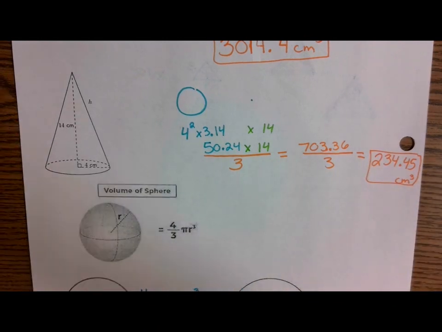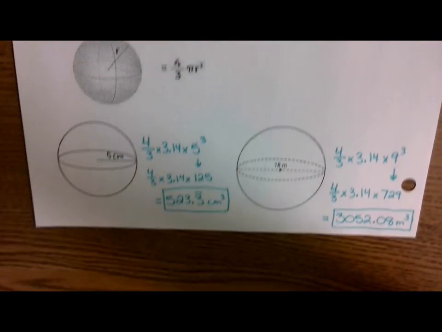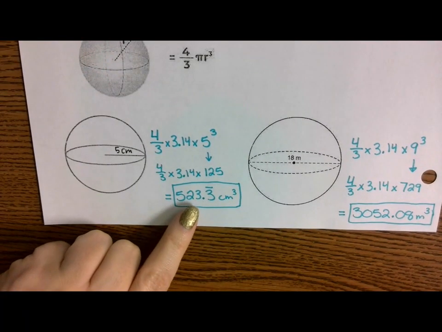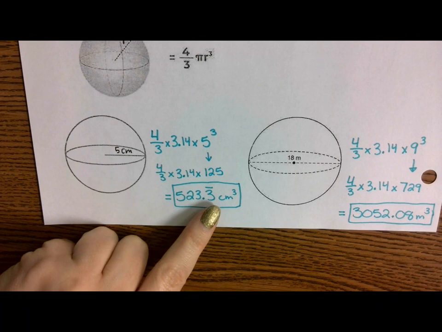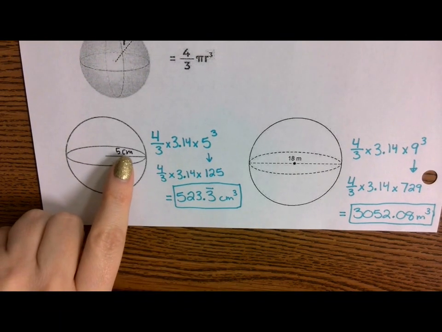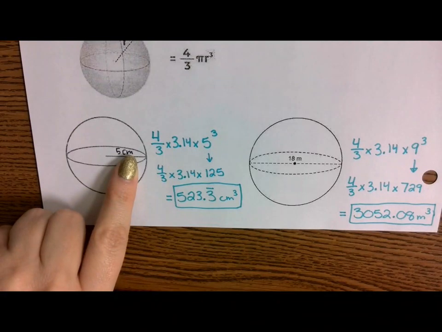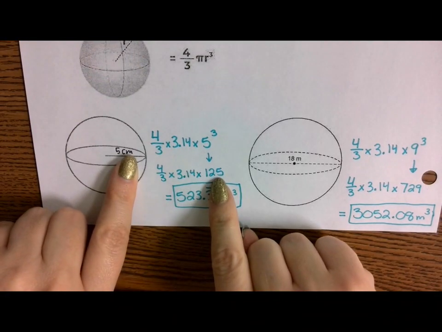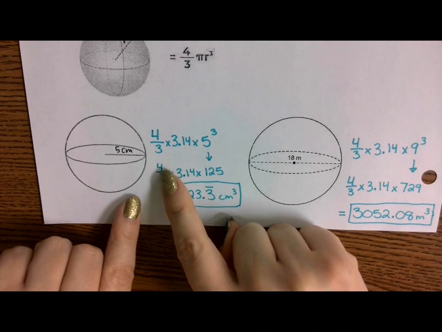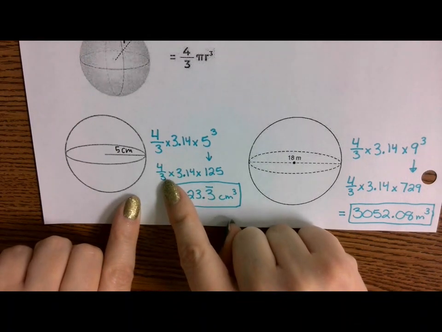And then for your 2 sphere problems down at the bottom, the very first sphere, you should have had 523.3 repeating centimeters cubed. You would do 5 times 5 times 5. That's what 5 cubed means, which is 125. You would then do 125 times 3.14 times 4/3.